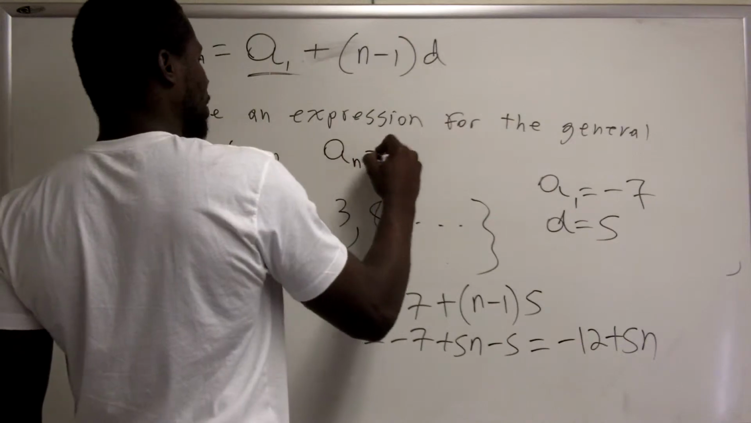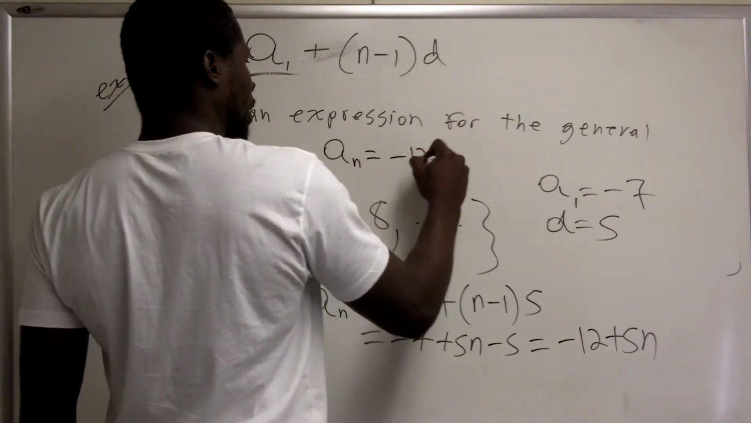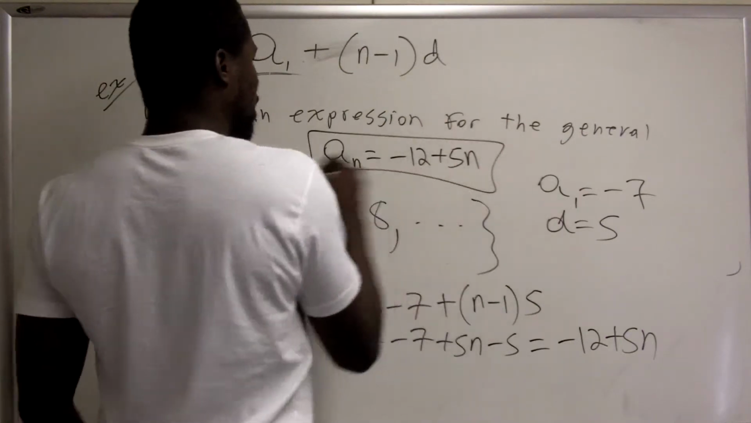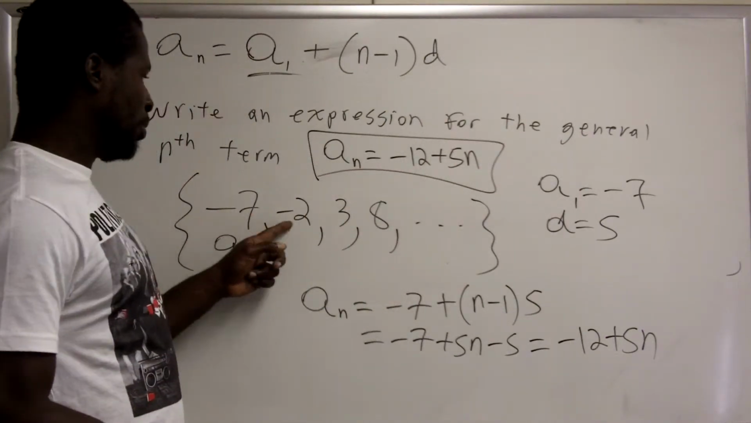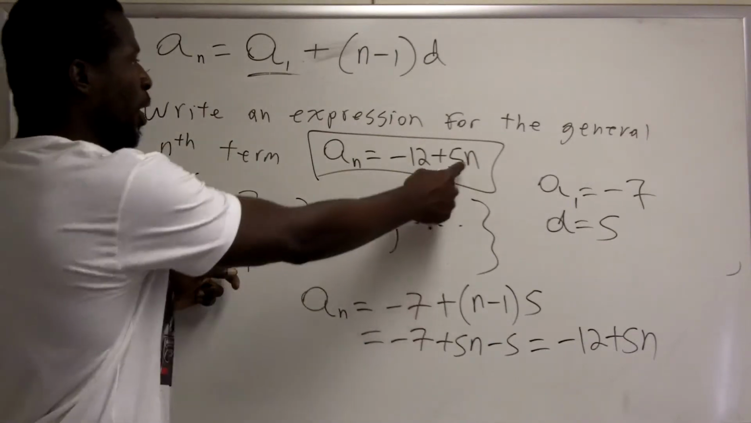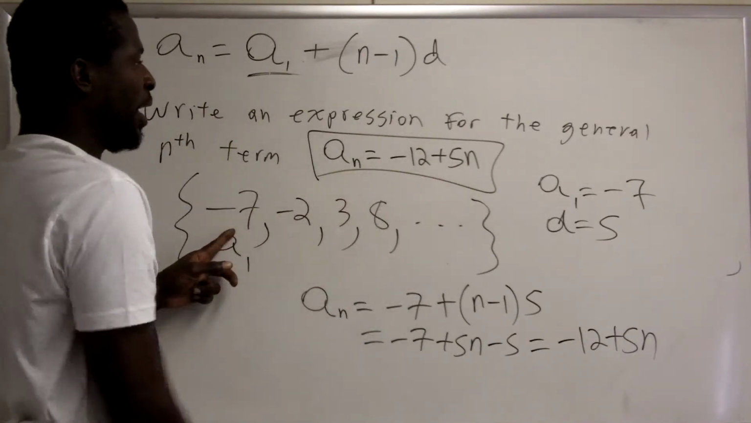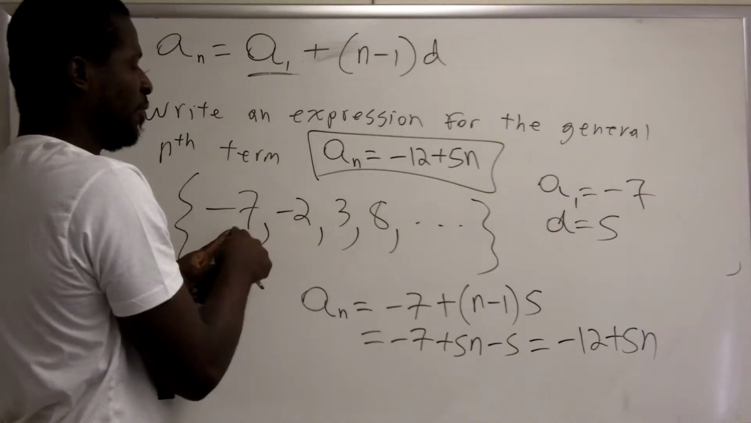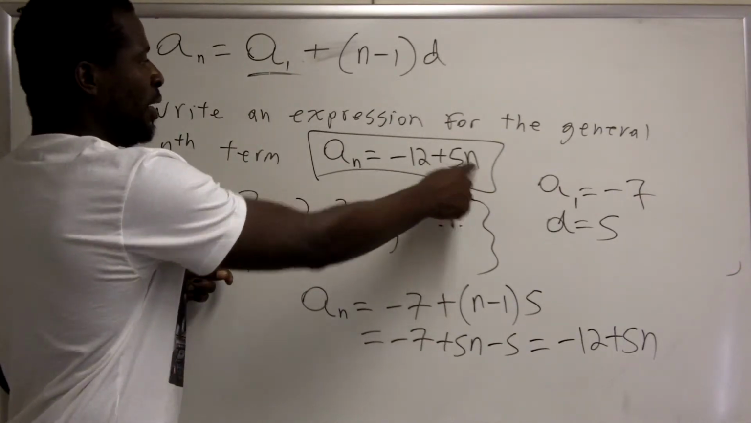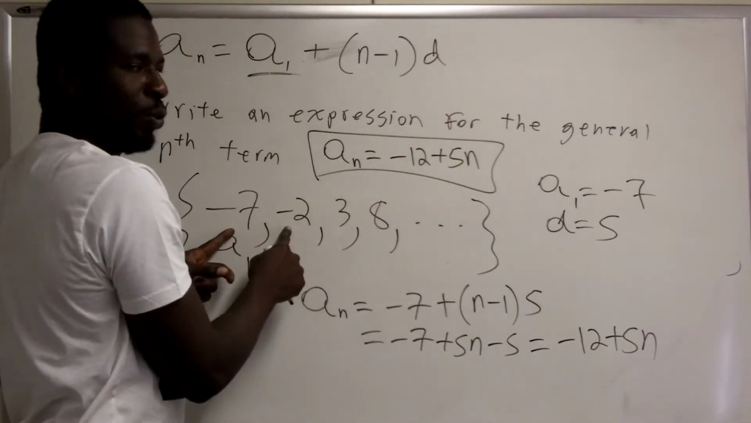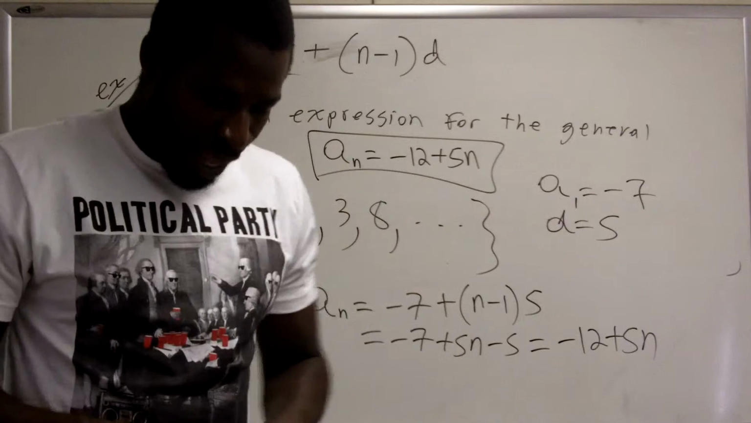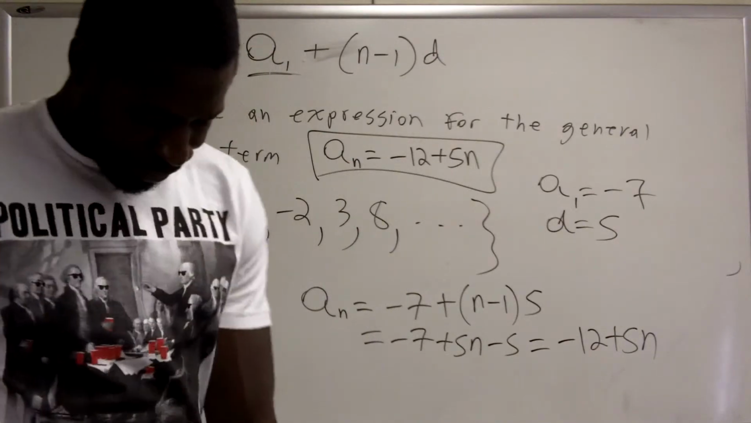The nth term is equal to -12 plus 5 times n. And if you plug in n equals 1, 2, 3, 4, 5, you'll get all these numbers. For instance, when n is equal to 1, you get 5 times 1 is 5, -12 plus 5 is -7. When n is equal to 2, you get 5 times 2 is 10, -12 plus 10 is -2, and so forth. So this is a formula that will give you the general nth term of this sequence.